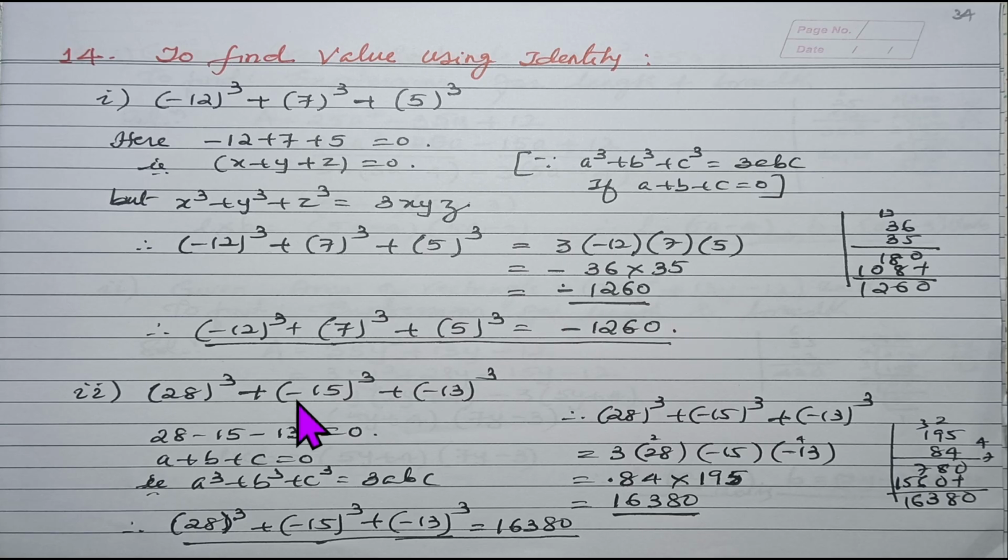So that is the method. Now coming to the next example, again the same type of example. Let us add 28, minus 15 and minus 13. We get 0. That means a plus b plus c equals 0.